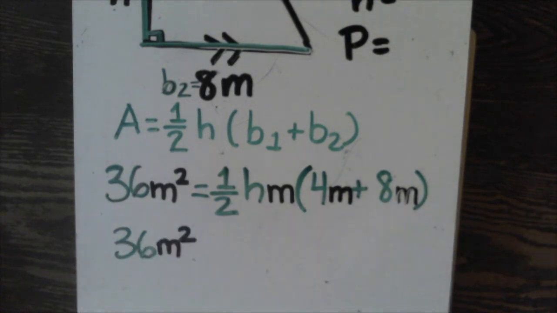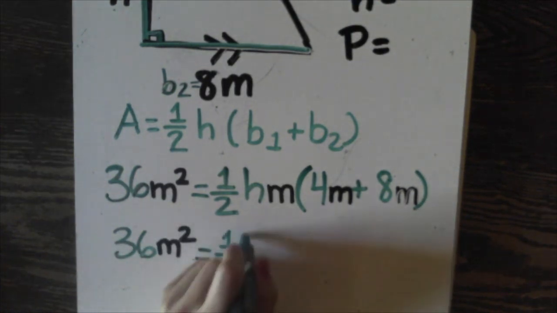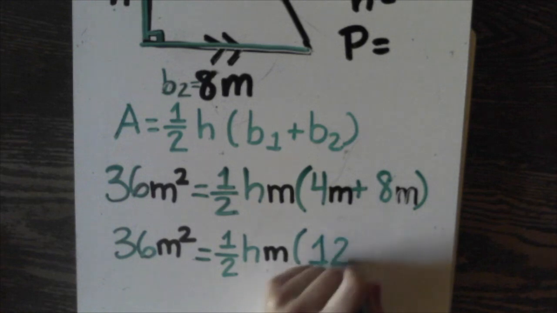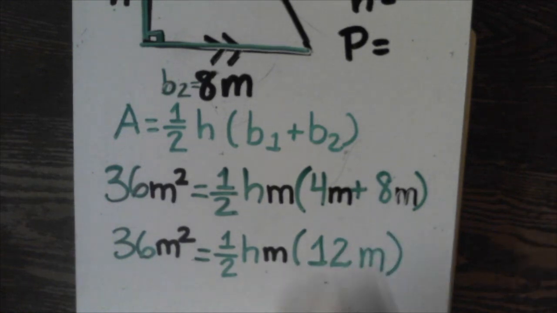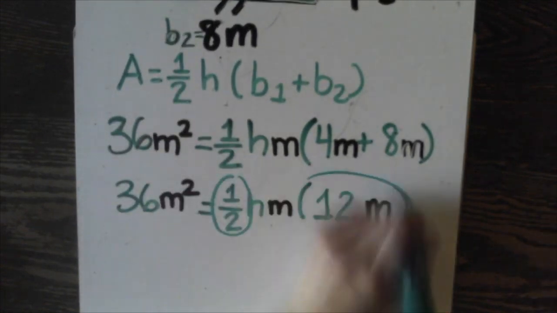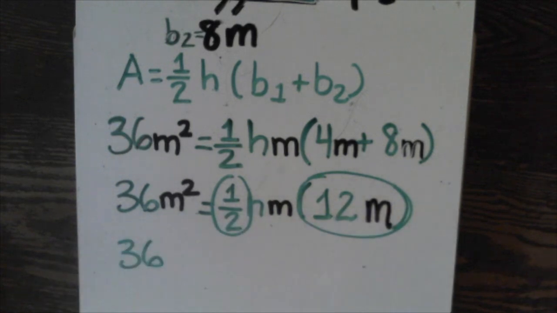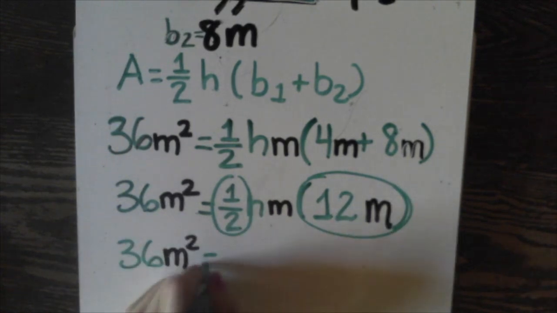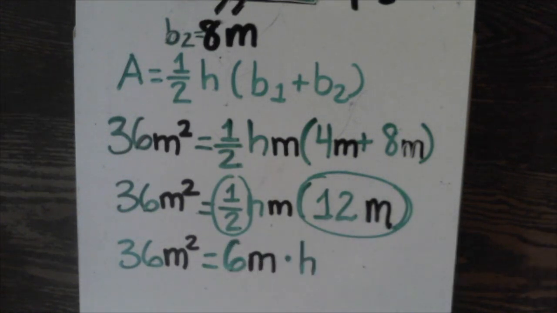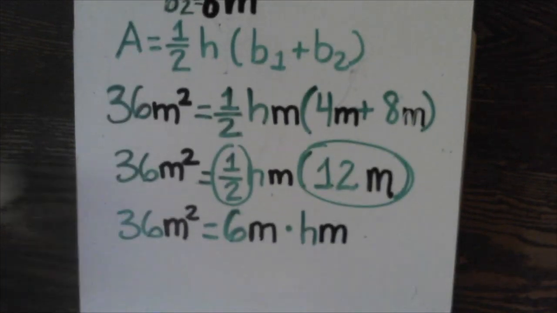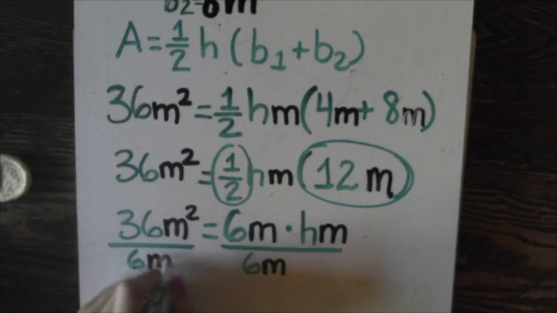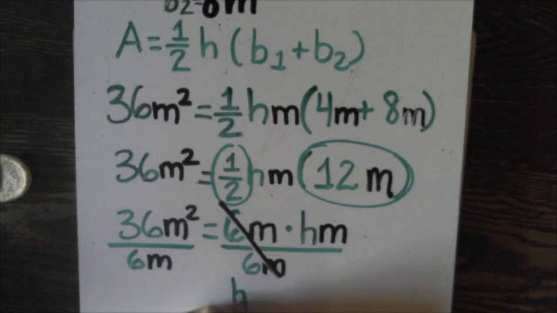I'm going to copy down the information I cannot solve and work towards that parentheses. 4 plus 8, or 4 meters plus 8 meters, is 12 meters. Next, I can deal with the 1/2, which I know is divide by 2. I can say 12 divided by 2 is 6, or 12 meters divided by 2 is 6 meters, and multiply that by the height in meters. Now, to isolate that variable, that h, I am going to divide by 6, in this case 6 meters, and that leaves me with h meters.